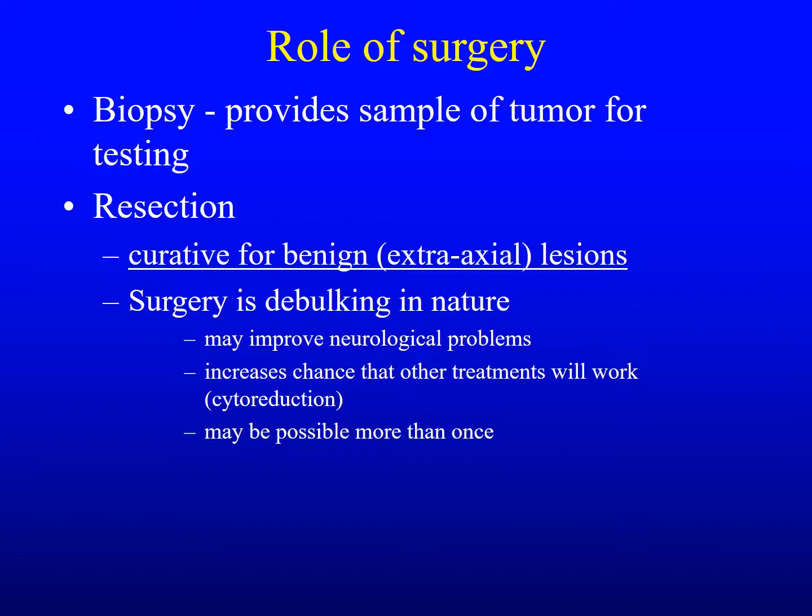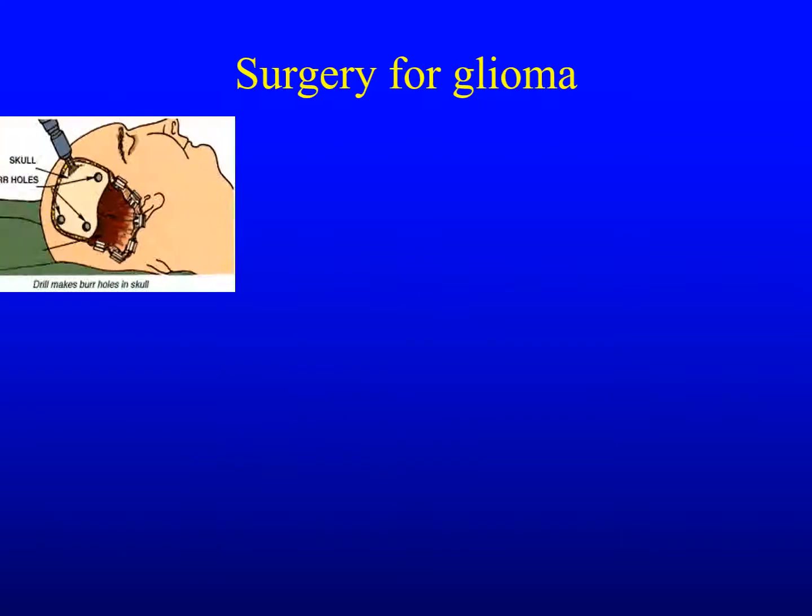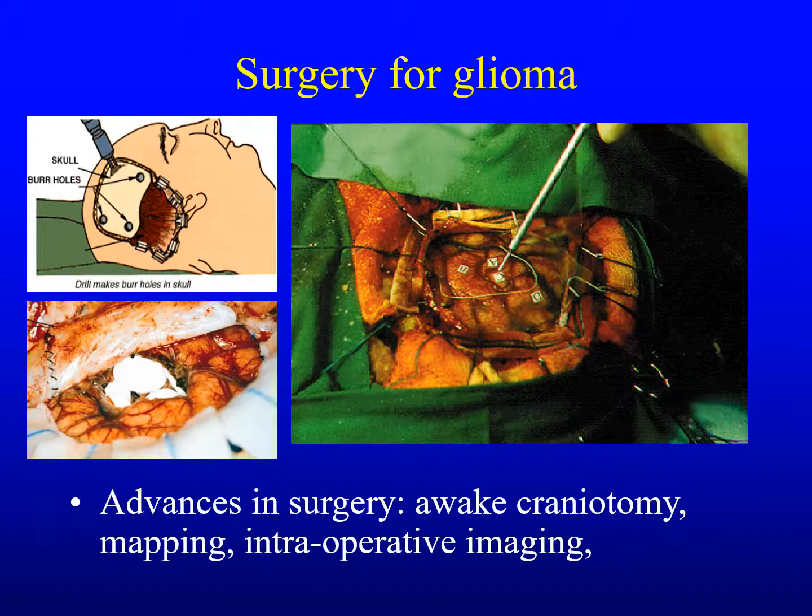Surgery can be done either in the form of biopsy, which could be incisional, taking a piece of the tumor to test for histopathology to give us a histological working diagnosis for further management, or treatment by resection. Resection can be curative for benign lesions, or debulking in nature, which does cytoreduction, which increases the chance of other treatments such as chemotherapy or radiation working and helps improve neurological problems. And that's a picture of, of course, doing surgery for a glioma, doing our craniotomy and mapping our tumor here and then removing the tumor.